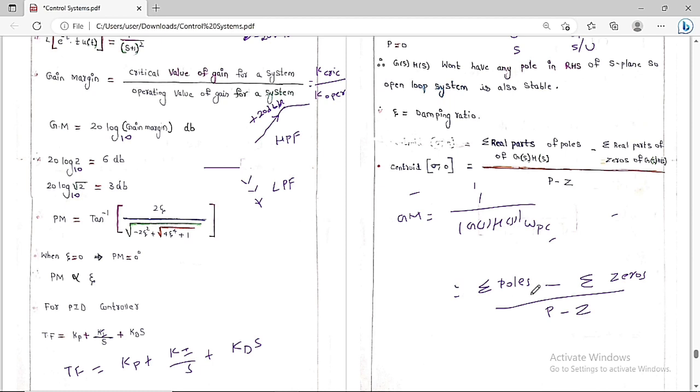So based on this we can say summation of poles minus summation of zeros, divided by number of poles minus number of zeros, for the open loop transfer function only. From the open loop transfer function only, we are going to take all this calculation. Therefore, summation of open loop poles minus summation of open loop zeros, divided by number of open loop poles minus number of open loop zeros. So this point you always have to keep in your mind.